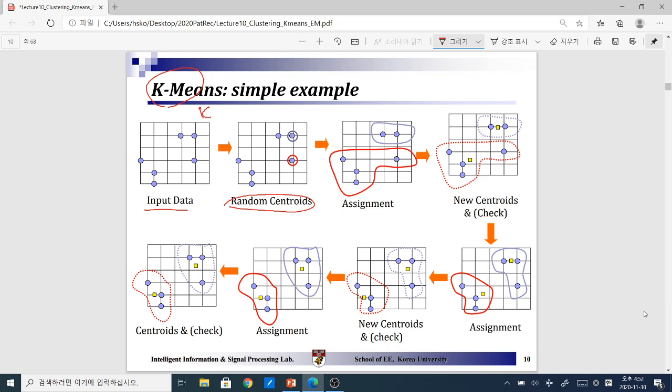So let's just say that k is equal to 2. With that, we randomly select 2 instances and say that they are the initial centroids. And with that, what we do is we assign each of the instances, the samples, in terms of the distance. So for example, for this centroid, the one that's closest would be this. So this one is assigned to this.